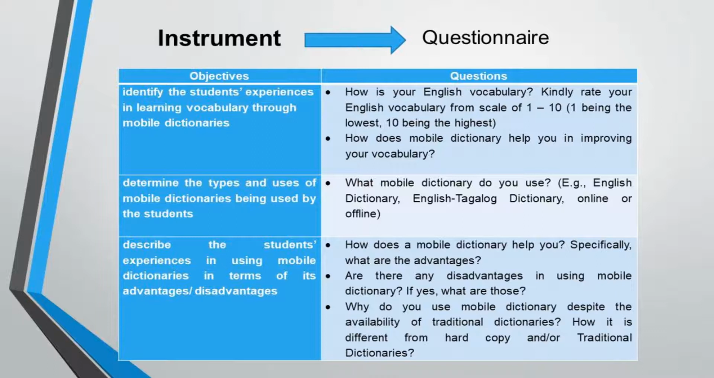Third objective is to describe the students' experiences in using mobile dictionaries in terms of its advantages and disadvantages. So here are the questions. First is, how does a mobile dictionary help you? Specifically, what are the advantages? So next, are there any disadvantages in using mobile dictionary? If yes, what are those? So why do you use mobile dictionary despite the availability of traditional dictionaries? How is it different from hard copy or traditional dictionary?